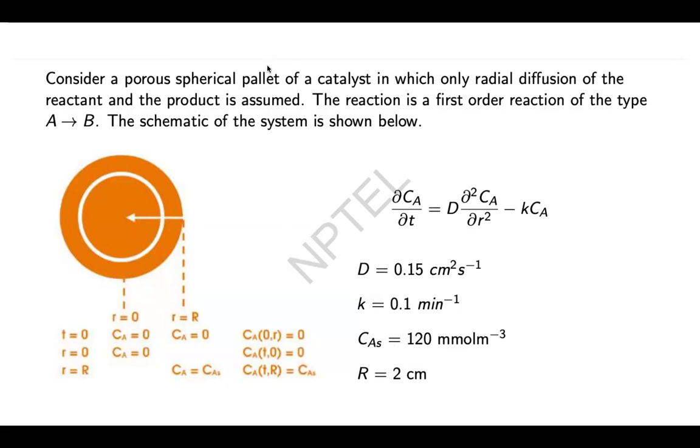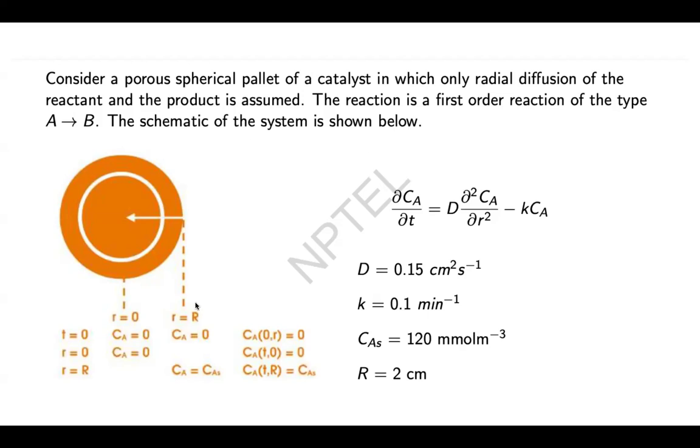So first, let us discuss the problem. I'll just give you a quick understanding of what kind of problem it is, and then we'll see how MATLAB solves this kind of problem. Consider a porous spherical catalyst in which only radial diffusion of reactant and product is assumed. The reaction is a first order reaction of the type A giving B, and the schematic of the system is shown below.